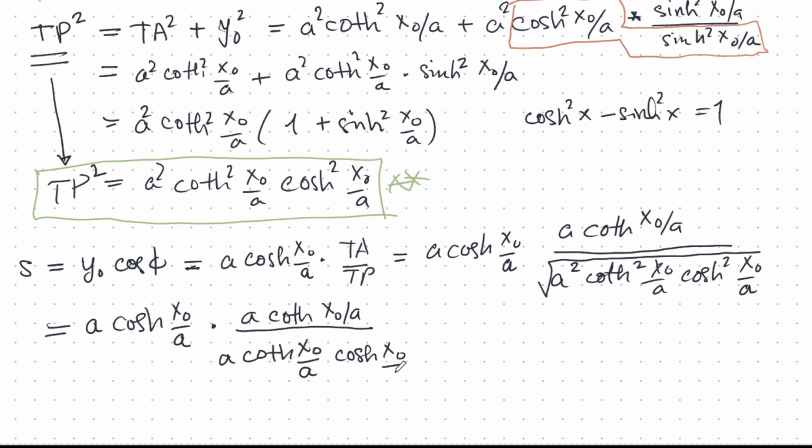Okay, x0 over a. Okay, I think we did it. So let's cancel some stuff out. This a and that a goes away. This coth and this coth goes away. This cosh and this cosh goes away. And look at what I have left. Finally, I have S is a.